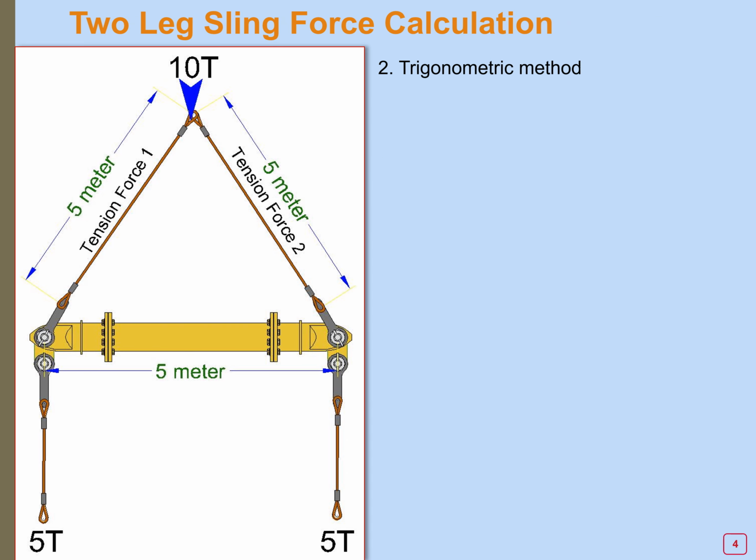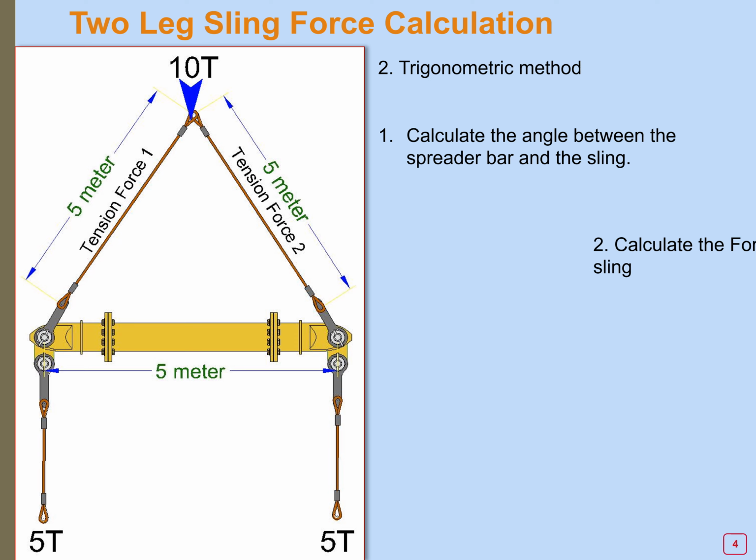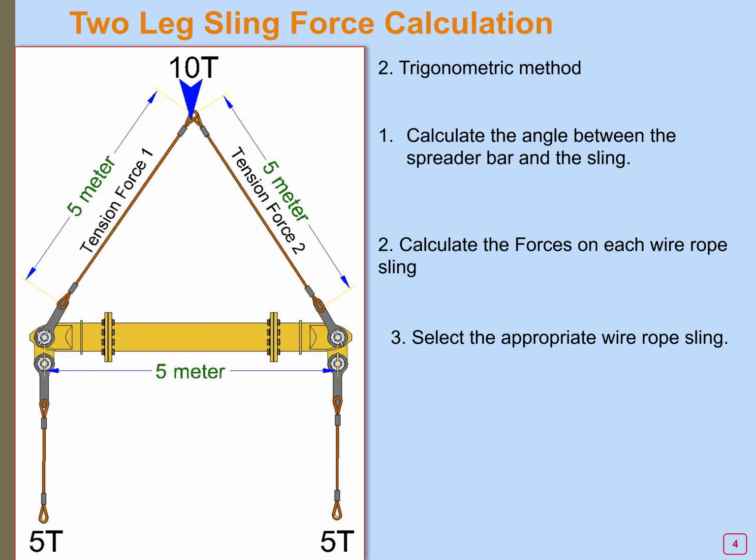The second method is called the trigonometric method. If we want to find the exact force applied on the top slings, how will we proceed? Number one, calculate the angle between the spreader bar and the sling. Number two, calculate the forces on each wire rope sling. And number three, select the appropriate wire rope sling.